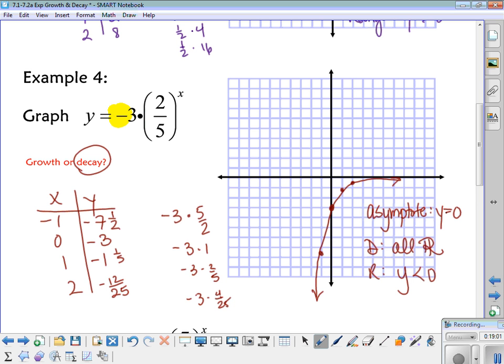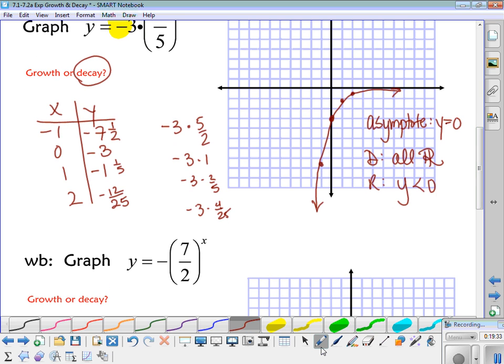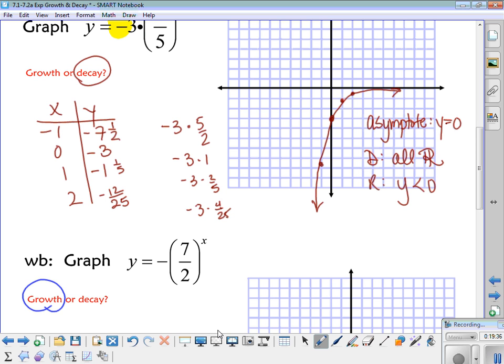So I have one for you guys. Once you finish writing that down, I'm going to have you guys try this one on your own. Is it going to be growth or decay? Growth or decay? What do you guys think? It is growth. Just because it's a fraction does not mean that it's automatically decay. 7 halves is equal to 3.5, right? That's more than 1. So be careful on that. This one is going to be growth, okay?